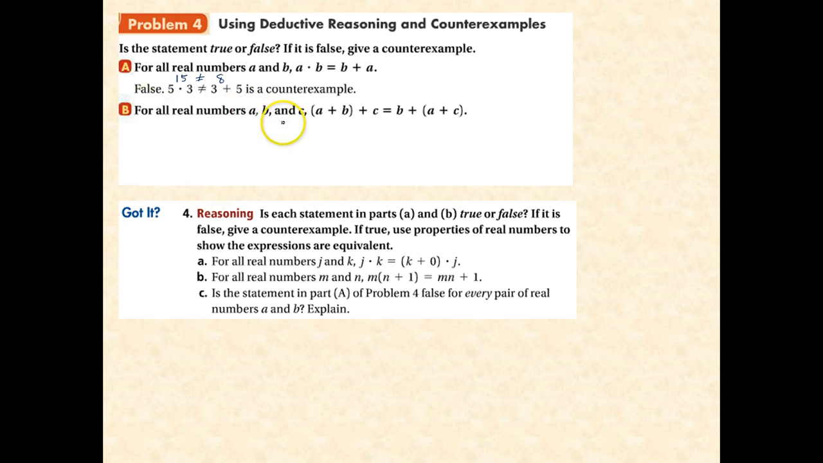For all real numbers a, b, and c, a plus b plus c equals b plus a plus c. Well, let's see. This looks kind of like one of those properties, but not exactly, huh? So here's what we're going to do. It looks like it could be true. And if we can start from here, change it using the properties we know, and end up here, then it's true for all real numbers.